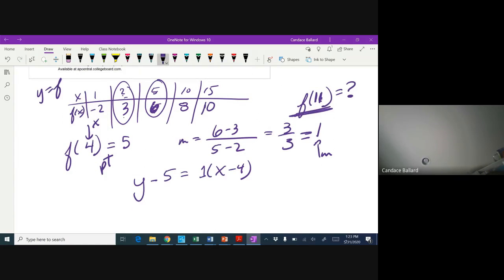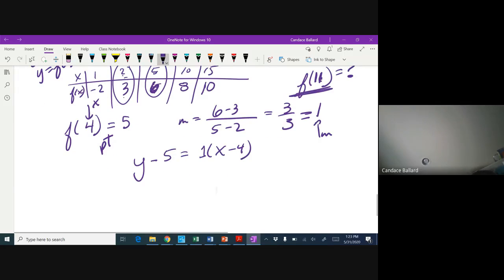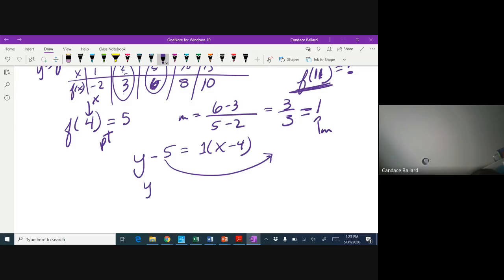So somewhere along the way, sometimes it will be typed in there. They'll say let y equal f of x, or p of x, or whatever they give you. In this case, you're going to move this to the other side. So 1 times x minus 4 plus 5. And then I'm going to replace this with whatever my function name is.